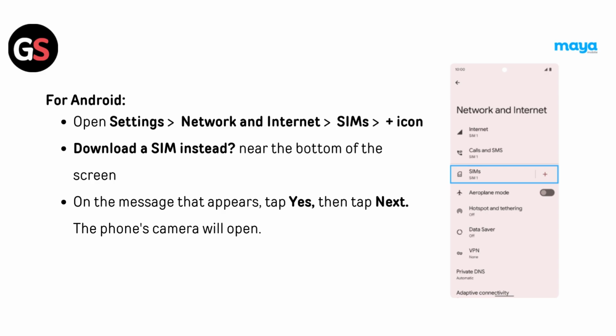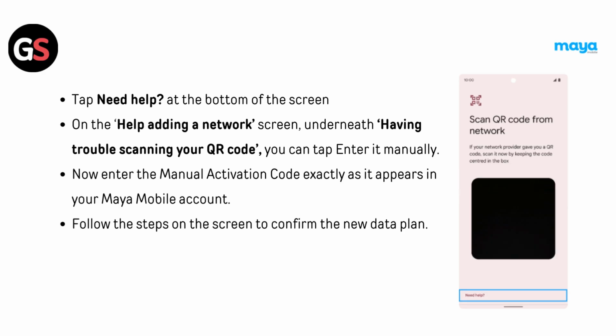For Android, open settings, network and internet, SIM plus icon, download eSIM instead near the bottom of the screen. On the message that appears, tap Yes, then tap Next. The phone's camera will open. Tap Need Help at the bottom of the screen. On the Help Adding a Network screen, underneath having trouble scanning your QR code, you can tap Enter it manually. Now enter the manual activation code exactly as it appears in your Maya mobile account. Follow the steps on the screen to confirm the new data plan.